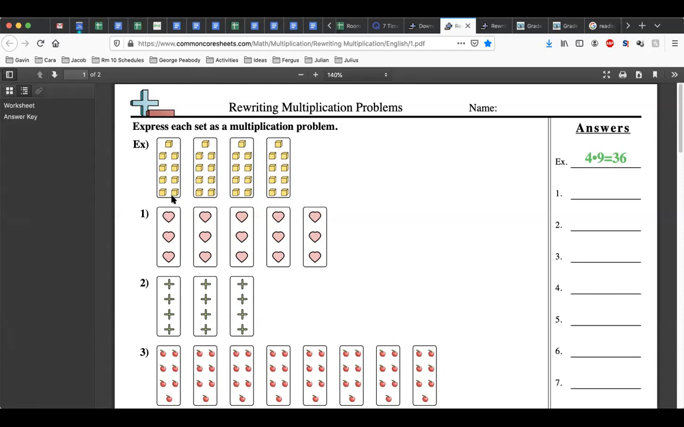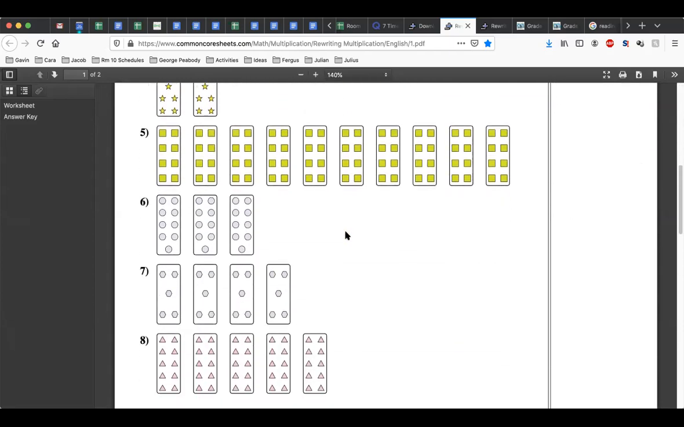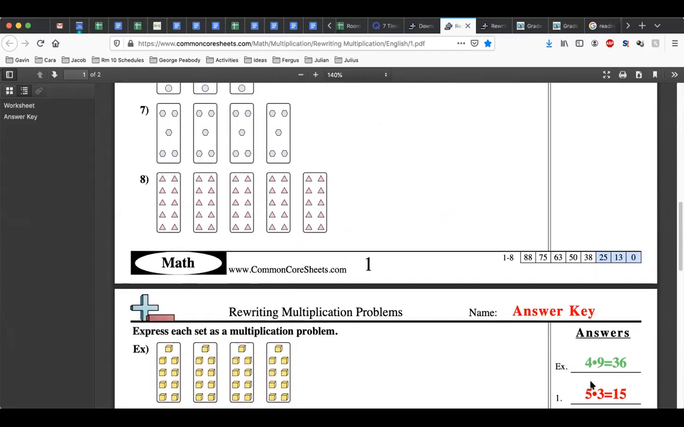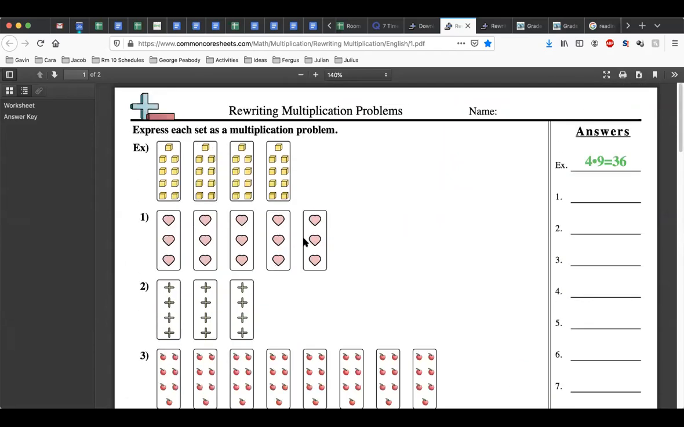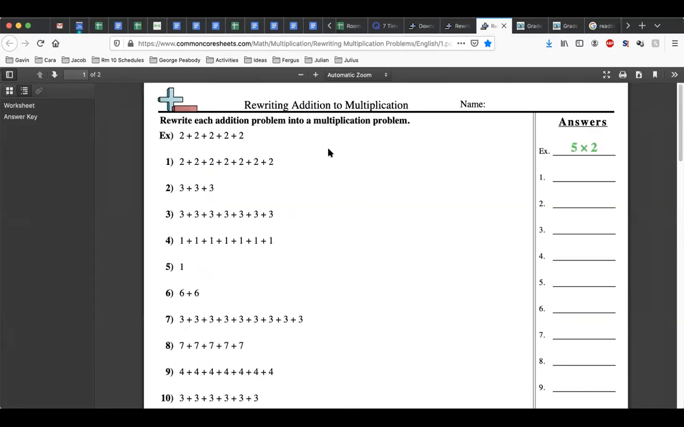So if we look at the first problem, we see there's 1, 2, 3, 4, 5 groups. And we can see that there's 1, 2, 3 hearts in each group. So in this problem, we would say there are 5 groups of 3 hearts each. And if we look at the answer sheet for number 1, look, it's 5 times 3, which would equal 15 after counting all that. Perfect. So this is one way for you to visualize and see the problem. And that's really important for you to recognize. Eventually, you're going to work with only numbers without pictures. And that's what this shows.